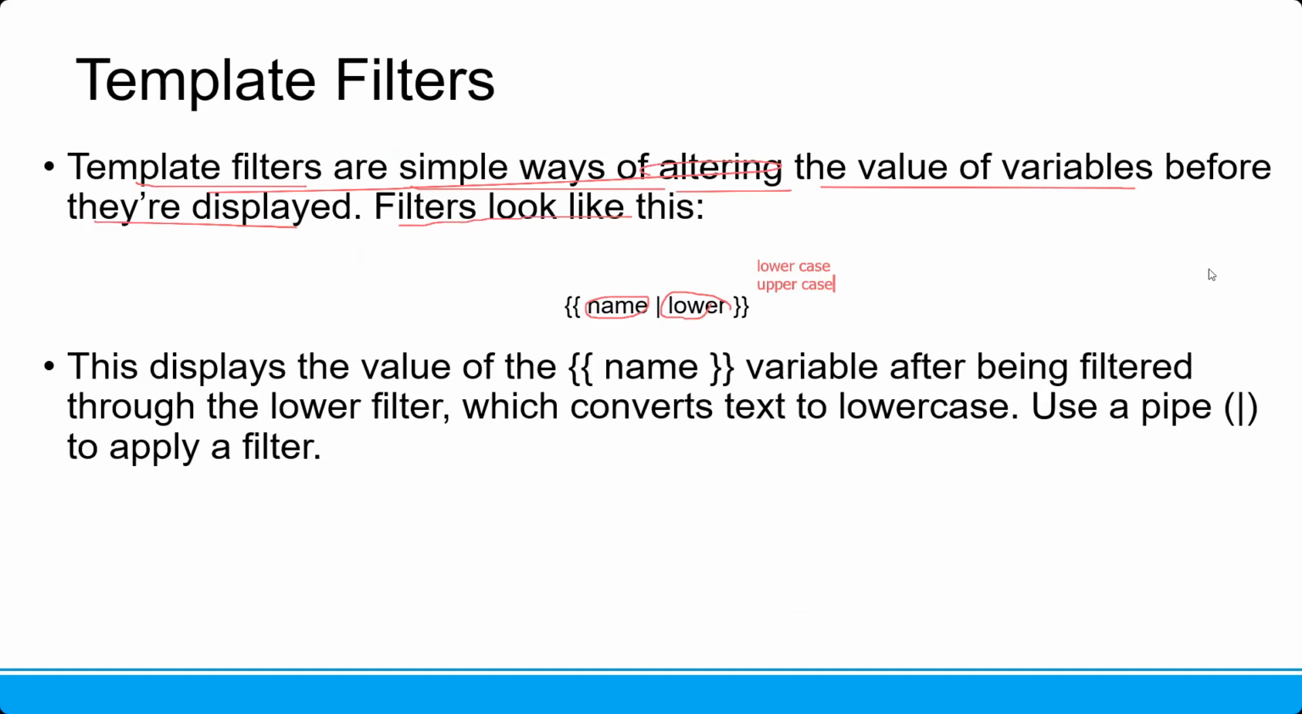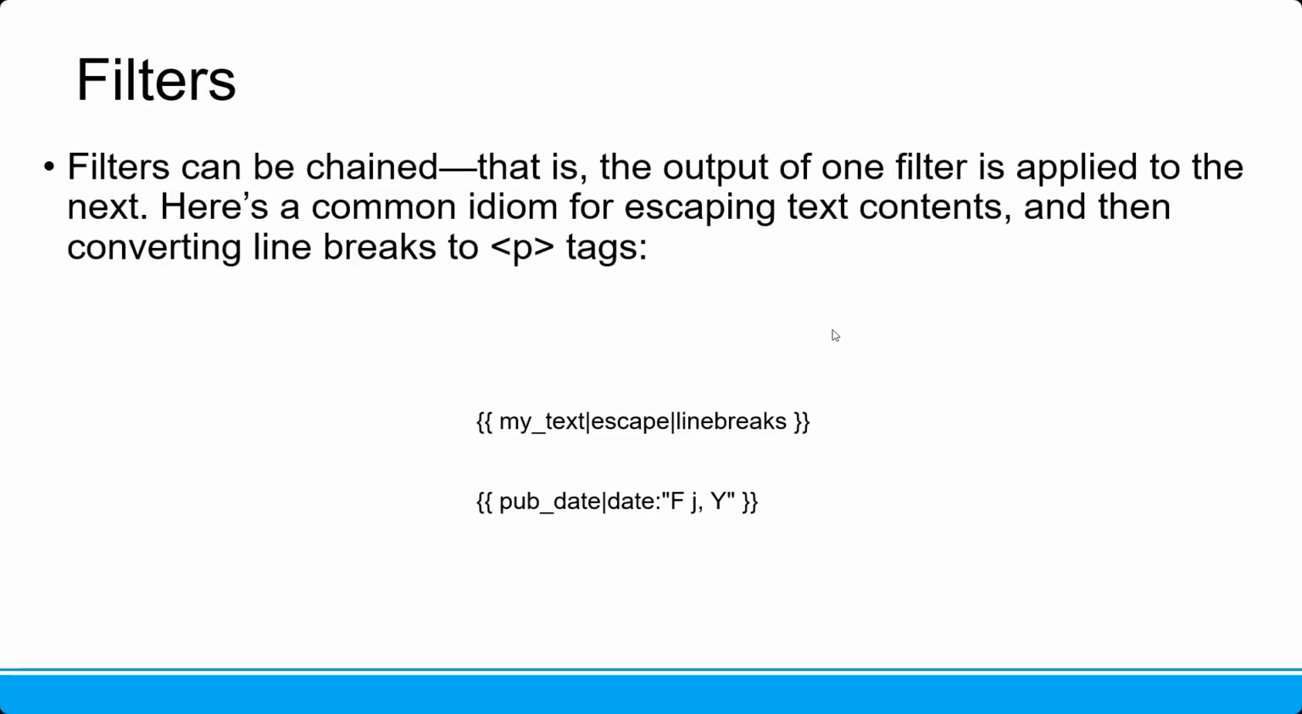So the display of the name variable after being filtered through the lower filter converts the text to lowercase. With a filter, we usually use the pipe, which is the vertical line. Between the variable, we need to mention the filter function. In this template, there are many kinds of filters.